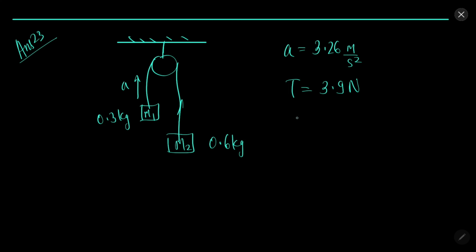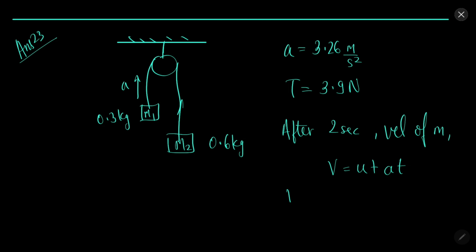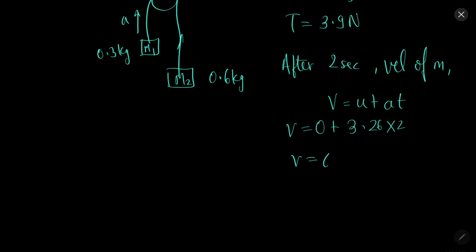Now after 2 seconds, mass m1. For mass m1, velocity of m1, v equals u plus at. So v equals 0 plus 3.26 into 2. So it will be 6.52 meters per second up.